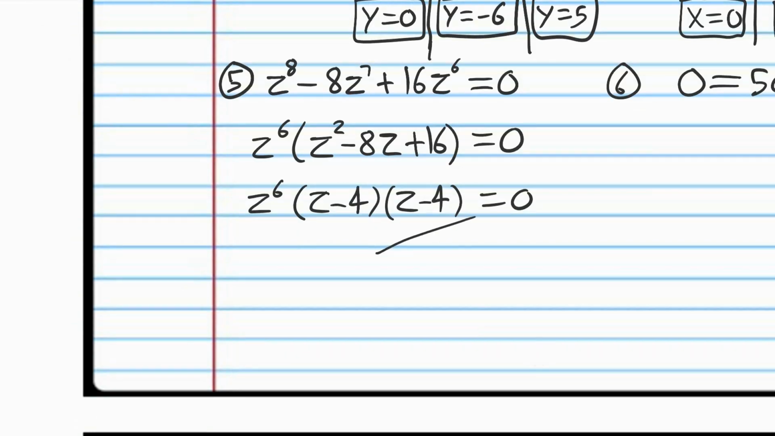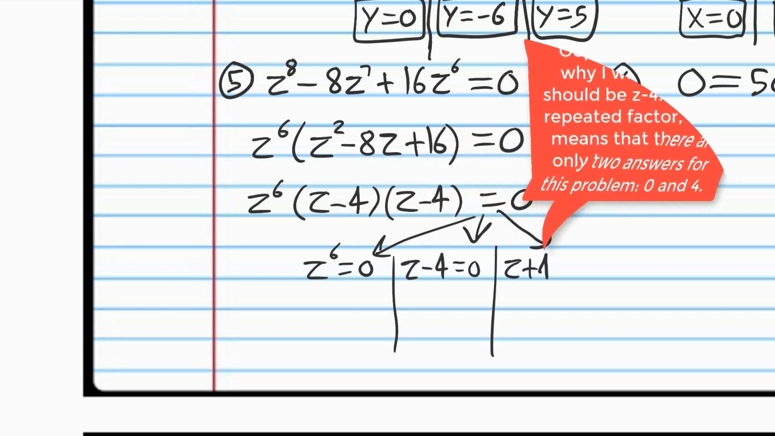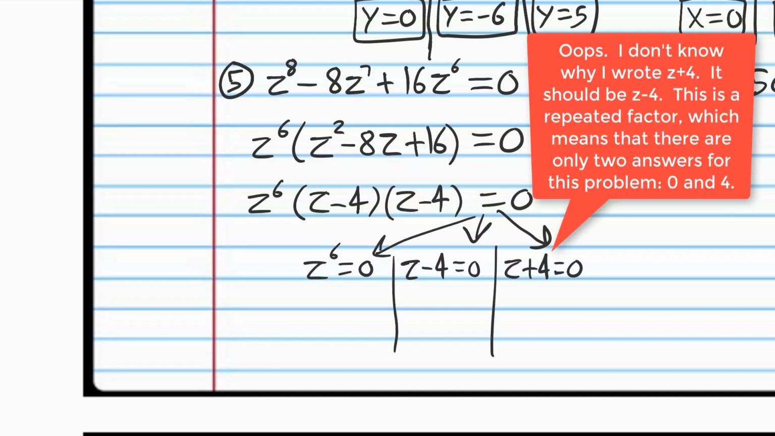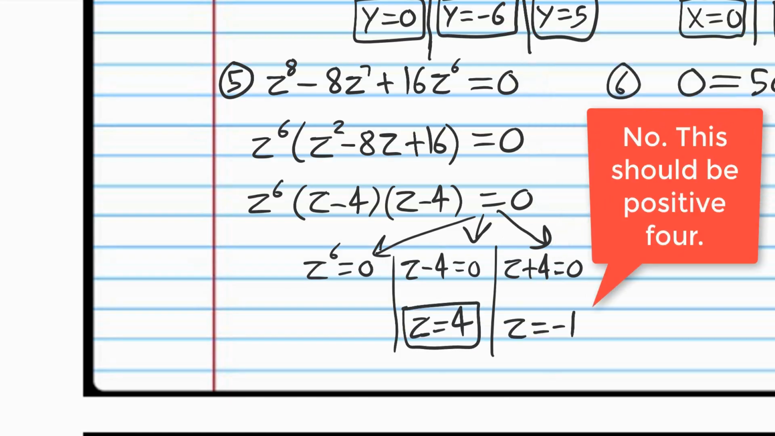And now we're going to break the equation into 3 parts. So z to the 6th power could be 0. Z minus 4 could be 0. Or z plus 4 could be 0. So with these 2 equations here, it's just the same situation. It's just z is equal to 4 by adding 4 to both sides. Z is equal to negative 4. So those are 2 solutions. But this part is a little different here.